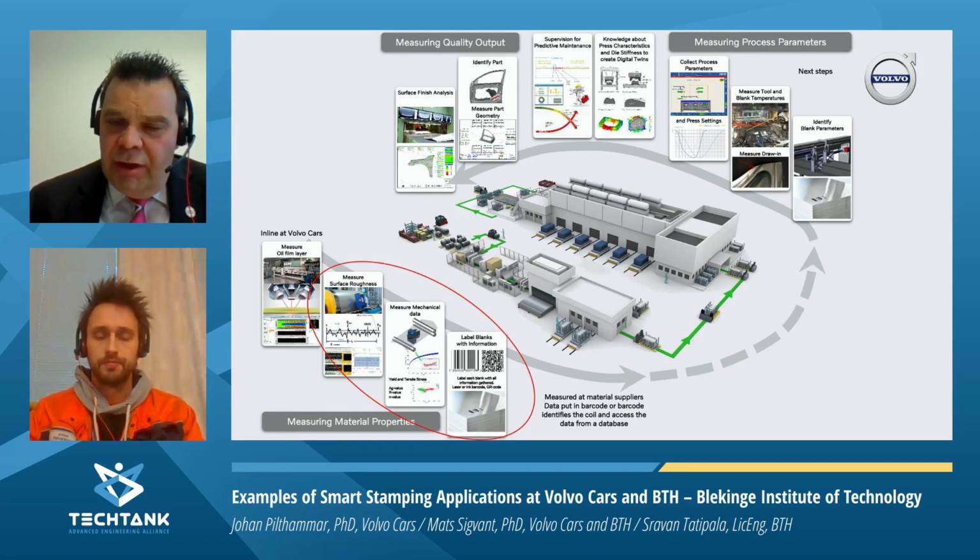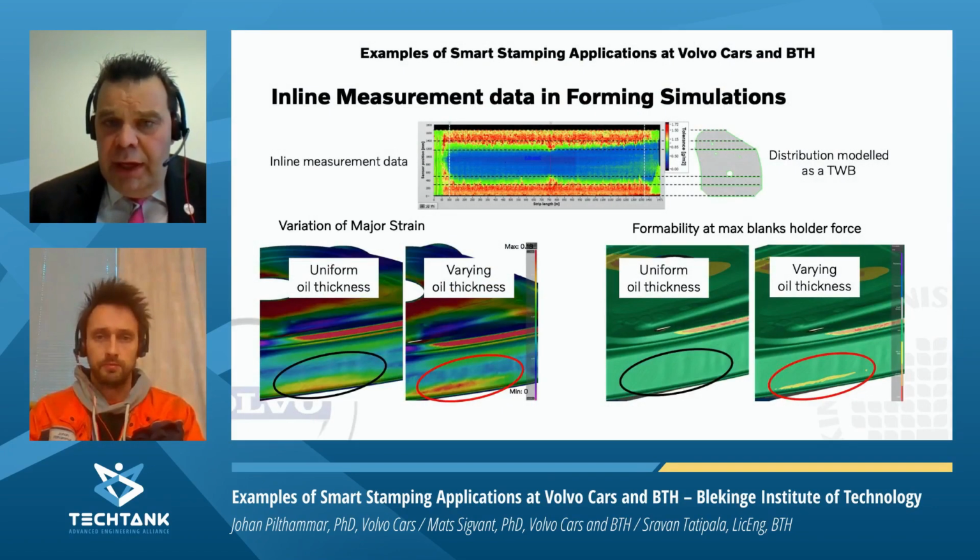And this picture illustrates the vision we have, that we will start with incoming material properties, label the blanks, be able to read that label in the press line, record press settings, and combine all that in data with the output, the result. And one of the examples I would like to show is the work of Sravan, where we took measurements on the top of the oil film variation on the incoming sheets. The oil is distributed evenly at the material supplier, but due to the transport, it's very often moved to the edges of the coil. And in this study we model that as a tailor welded blank with different friction properties in different areas.